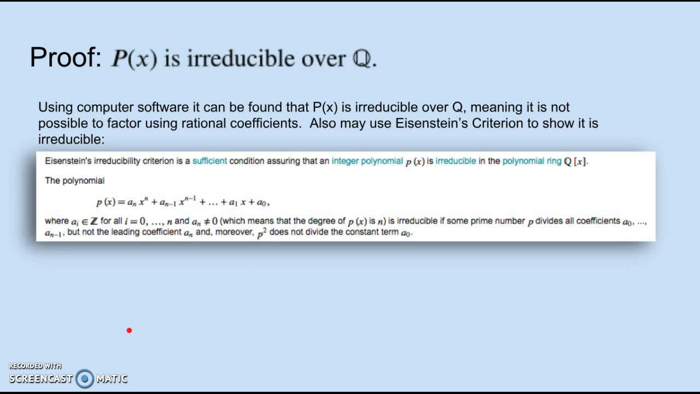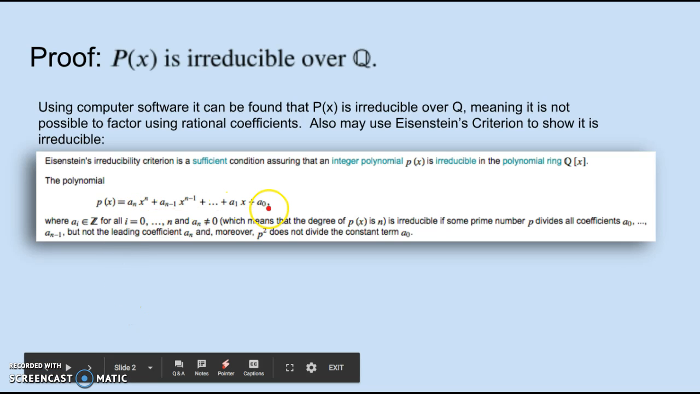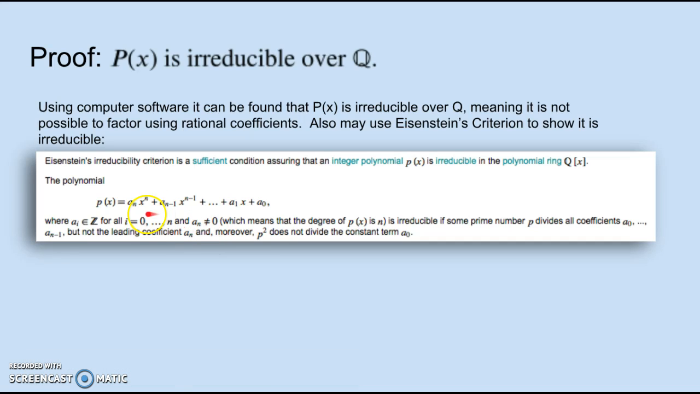Eisenstein's criterion takes the polynomial and you look for a prime factor of everything but the leading term. So a prime factor of all of the rest of these terms. If it is also not a factor of the leading coefficient and p squared is not a factor of the constant term, then we know it's irreducible. So in our case, p was equal to 3 and p squared was equal to 9. Our constant term was 3, so it also shows that it's irreducible.